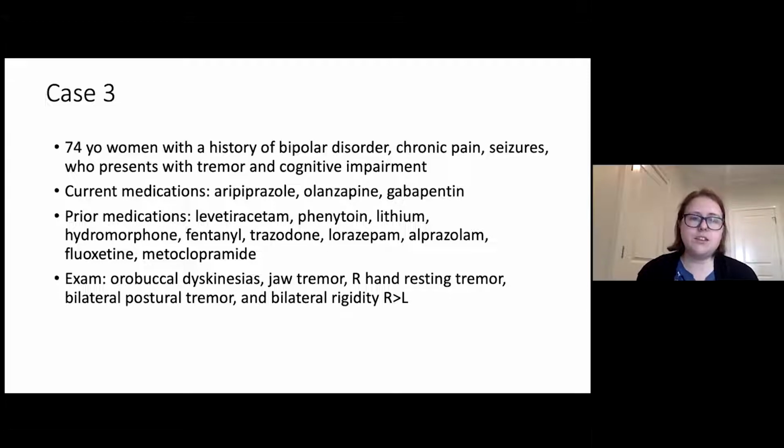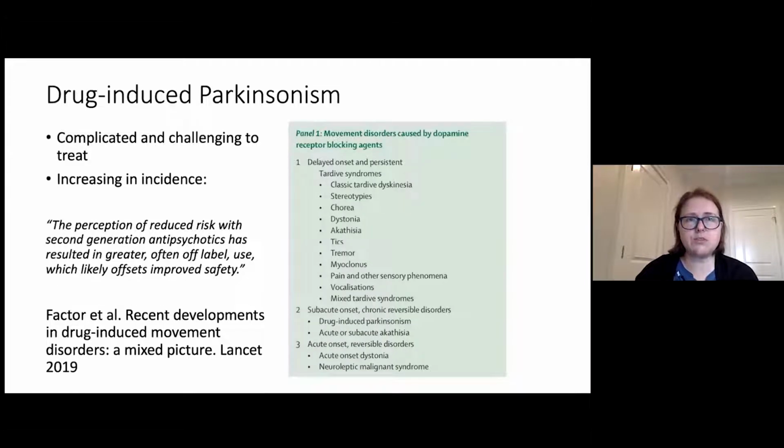And so you can see here, again, she has some Parkinsonism with the rigidity and the rest tremor, but there's a lot of other things going on as well. She also has this postural tremor, which can happen in Parkinson's, but is not usually prominent early. And then she has this dyskinesia, which again can happen with Parkinson's in response to treatment with levodopa, but is not usually a presenting feature of the disease. So this is actually drug-induced Parkinsonism.